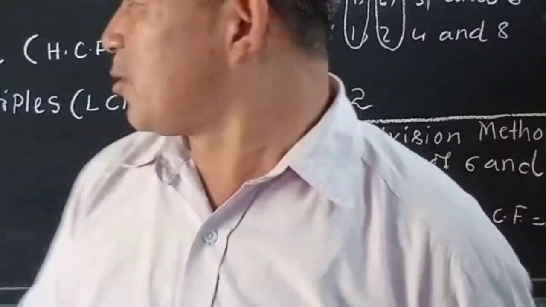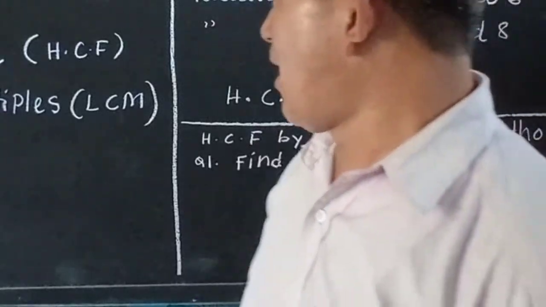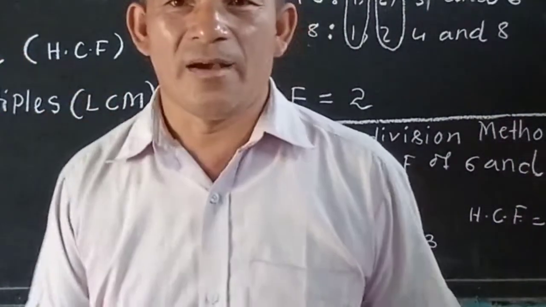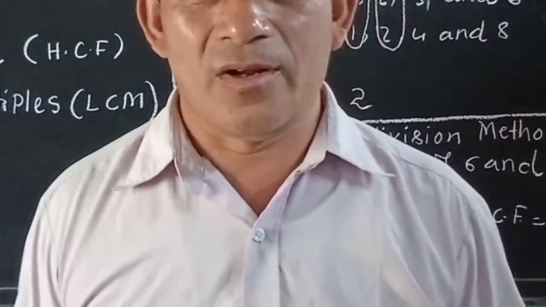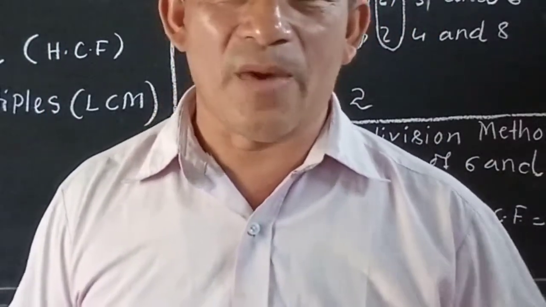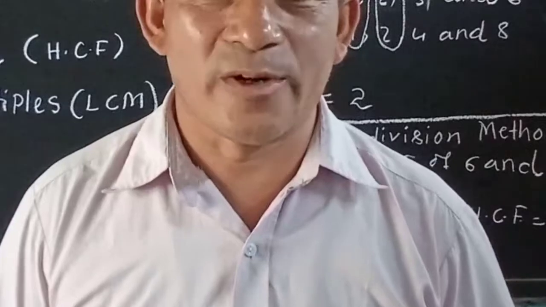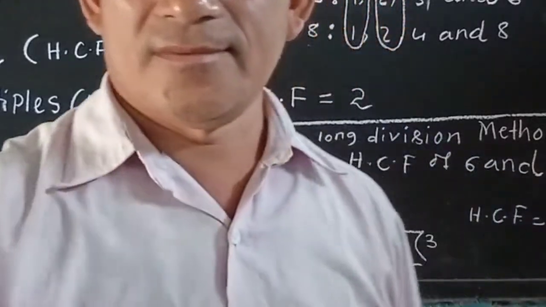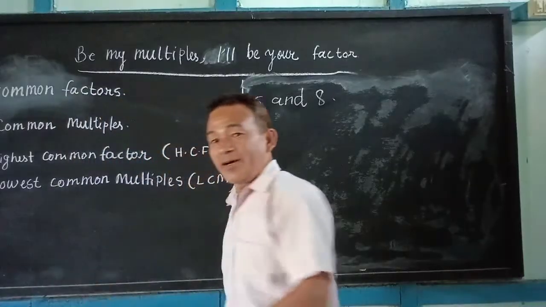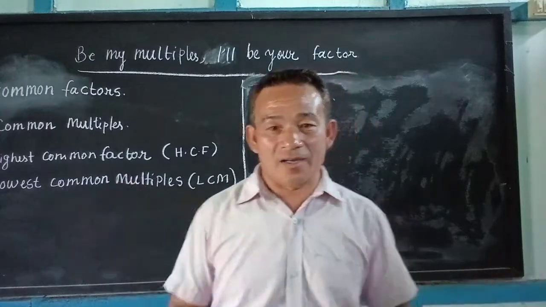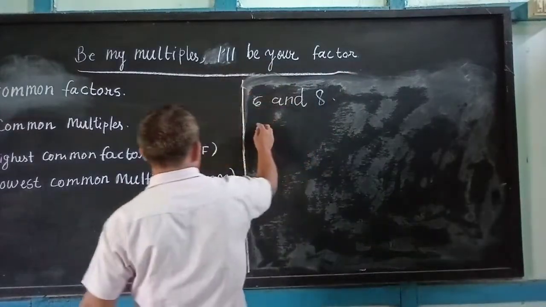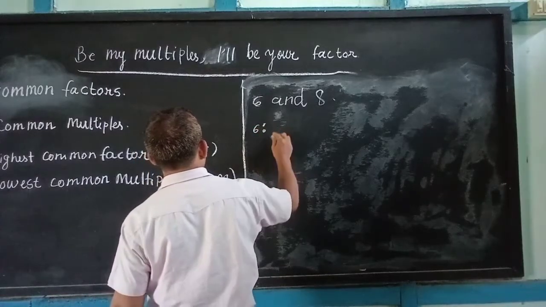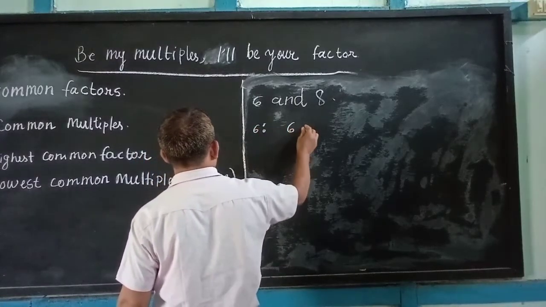Now we are moving to the next topic, and that is common multiples. So what are common multiples? Let us try to understand. First you need to understand what multiples are. So let's write the multiples of 6. 6 ones are 6.